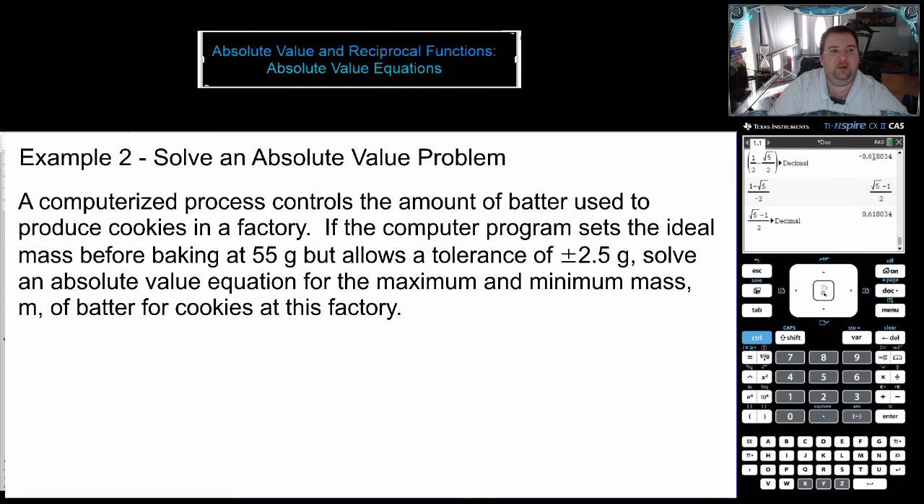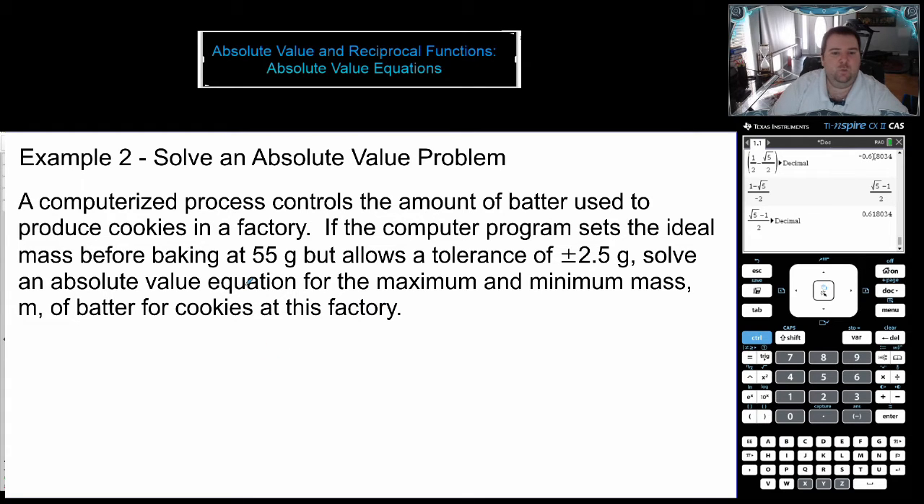Let's start off by doing a word problem. In this word problem, we're going to be making an absolute value equation. Let's go through it. A computerized process controls the amount of batter used to produce cookies in a factory. If the computer program sets the ideal mass before baking at 55 grams, but allows a tolerance of 2.5 grams, solve an absolute value equation for the maximum and minimum mass, M, of batter for the cookies of this factory.